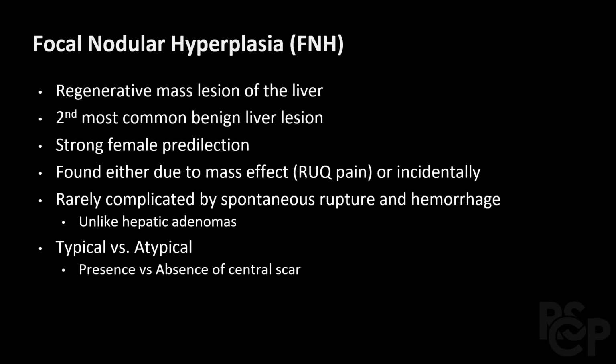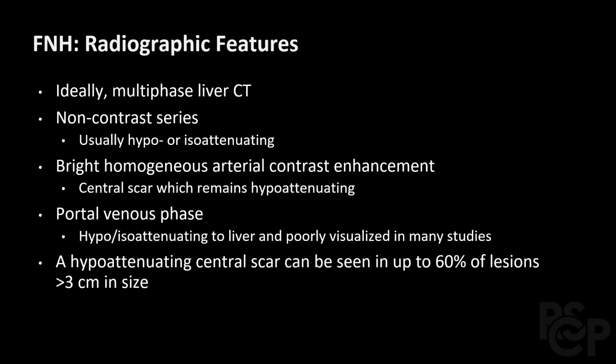Focal nodular hyperplasia is a regenerative mass lesion of the liver. It is the second most common benign liver lesion and has a strong female predilection. It is found either due to mass effect or incidentally. It is rarely complicated by spontaneous rupture and hemorrhage, unlike hepatic adenomas. The typical and atypical variants of focal nodular hyperplasia are distinguished based on the presence or absence of a central scar. Focal nodular hyperplasias are ideally evaluated on a multi-phase liver CT.